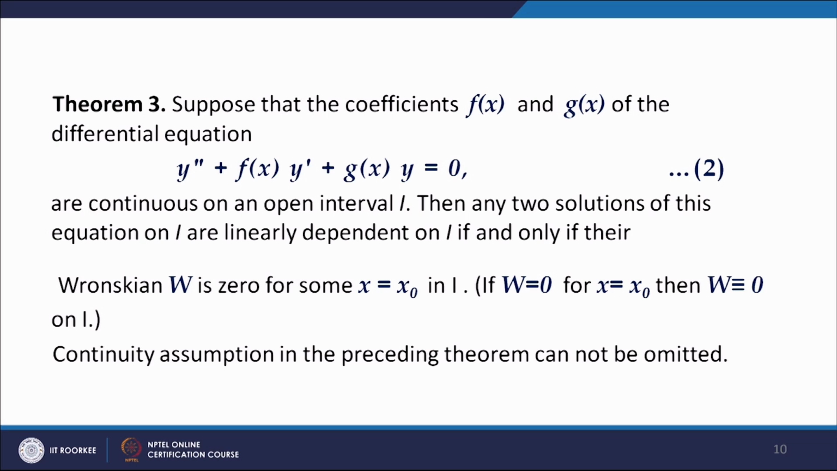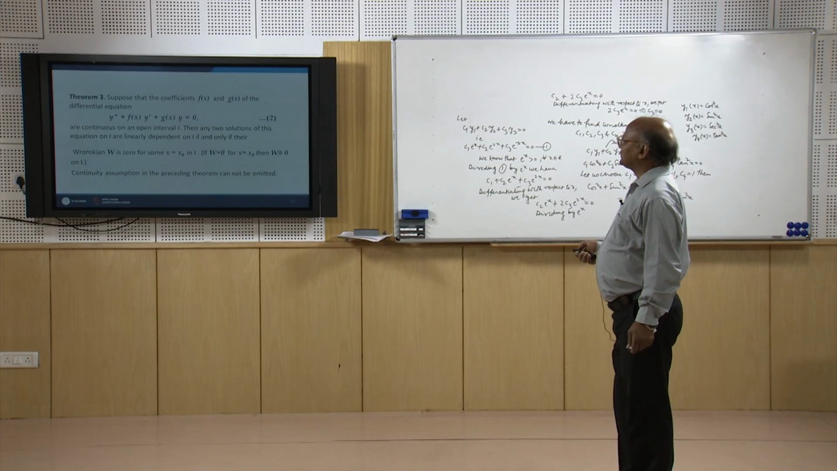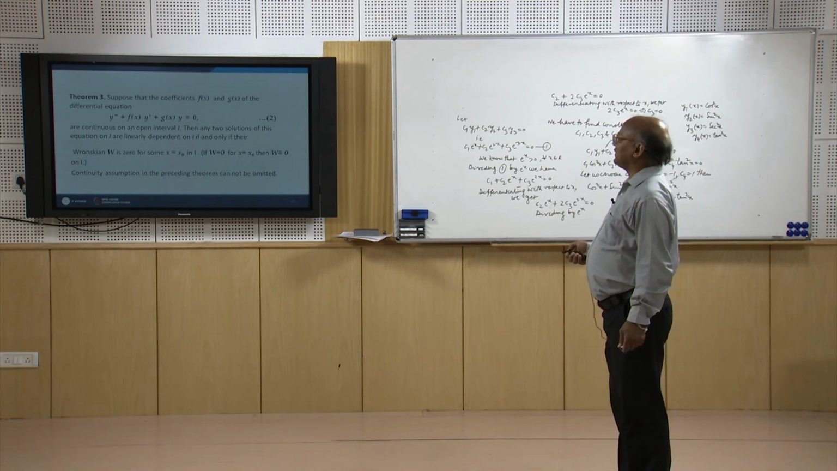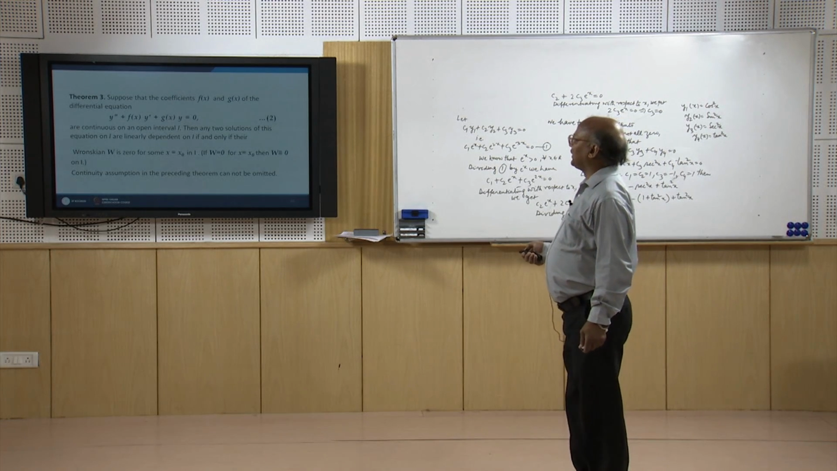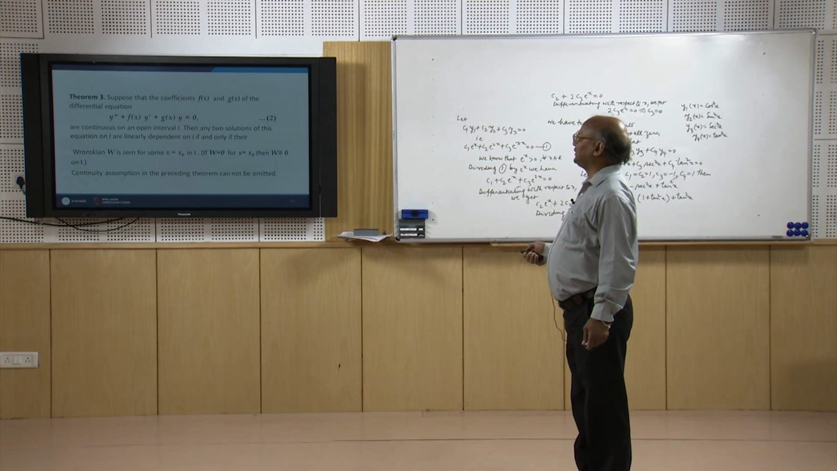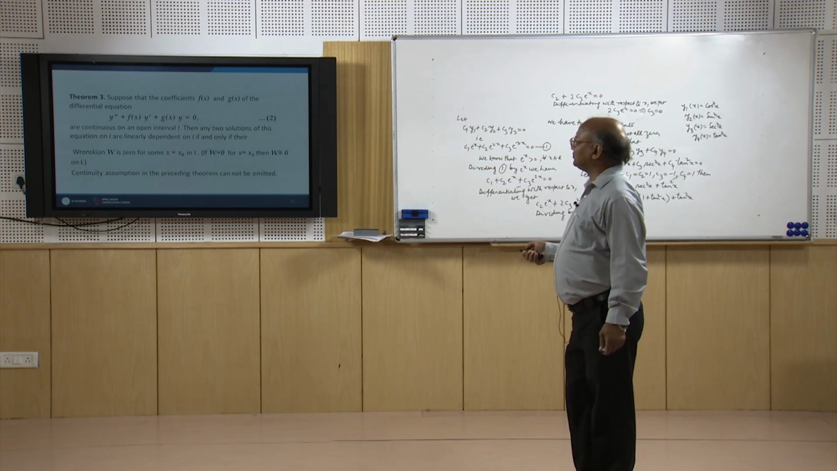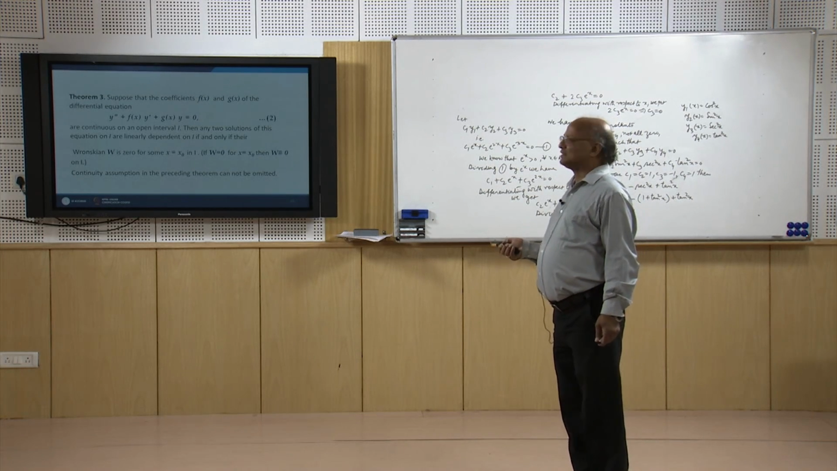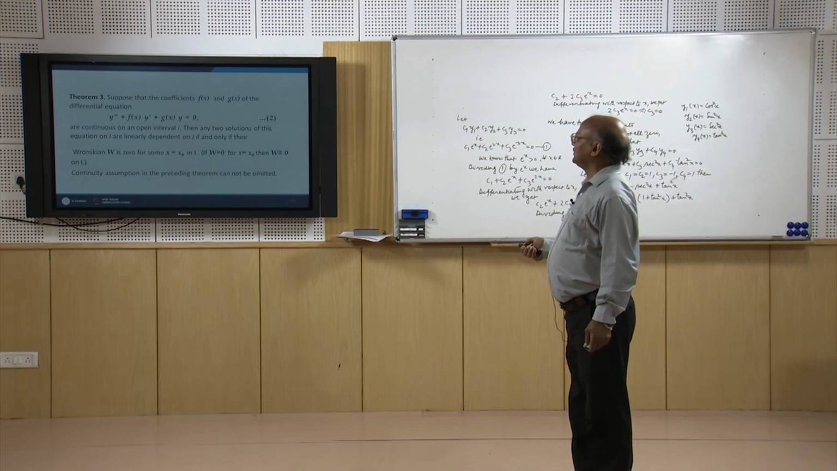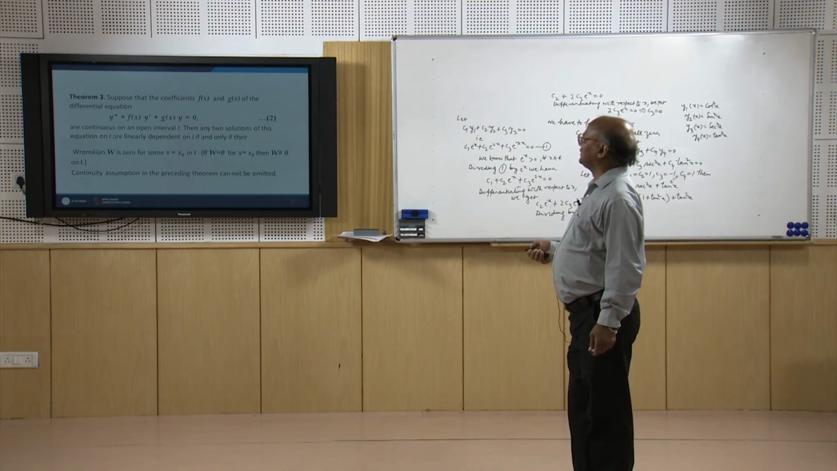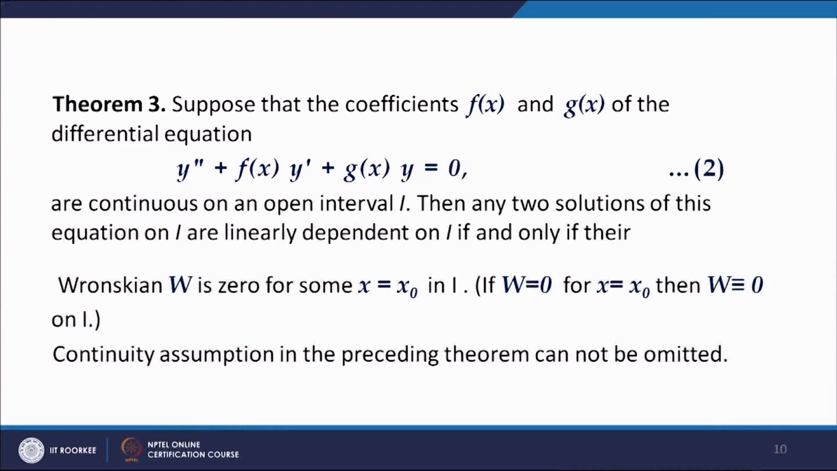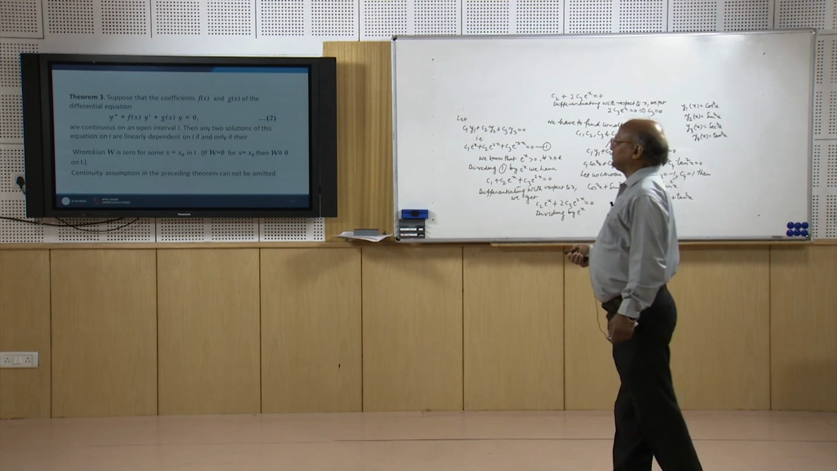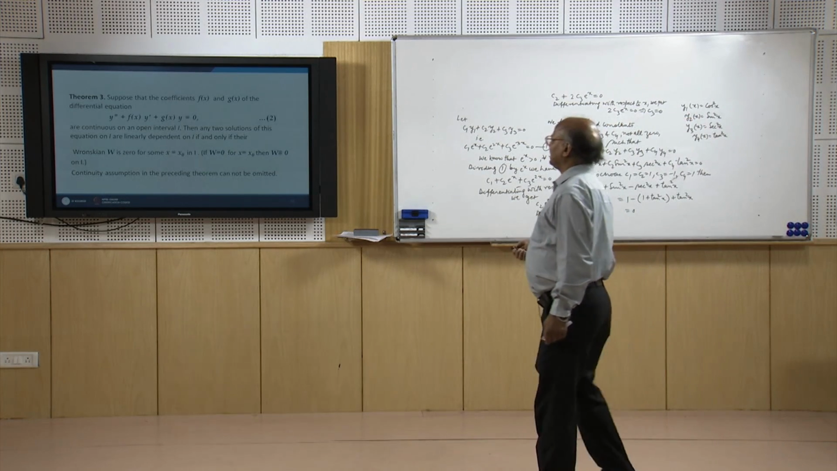So, here this is a homogeneous linear differential equation. The two solutions y1 and y2 of this differential equation will be linearly dependent if and only if their Wronskian is identically 0. This result can be extended to n functions. We are proving it for n equal to 2. In the case of an nth order differential equation, the n solutions will be linearly dependent if and only if their Wronskian is 0. For simplicity, we will do it for n equal to 2. Let us see how we prove this result.